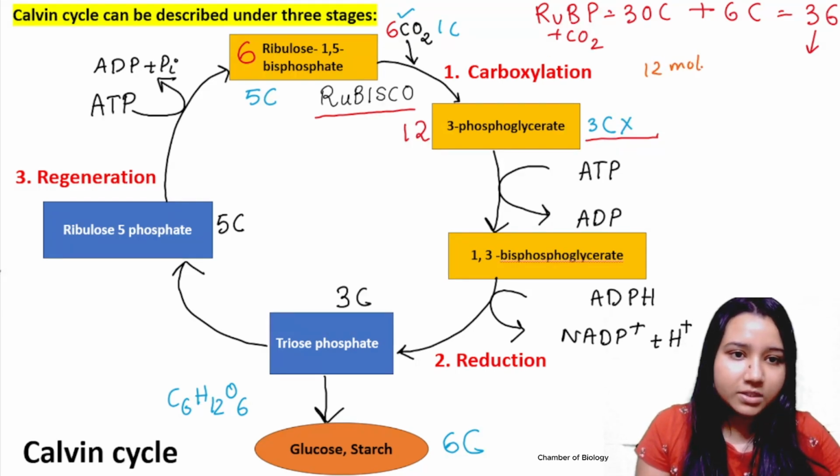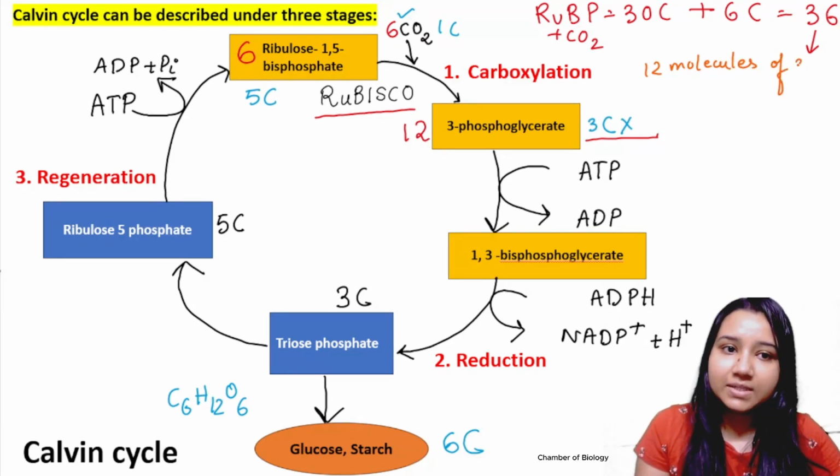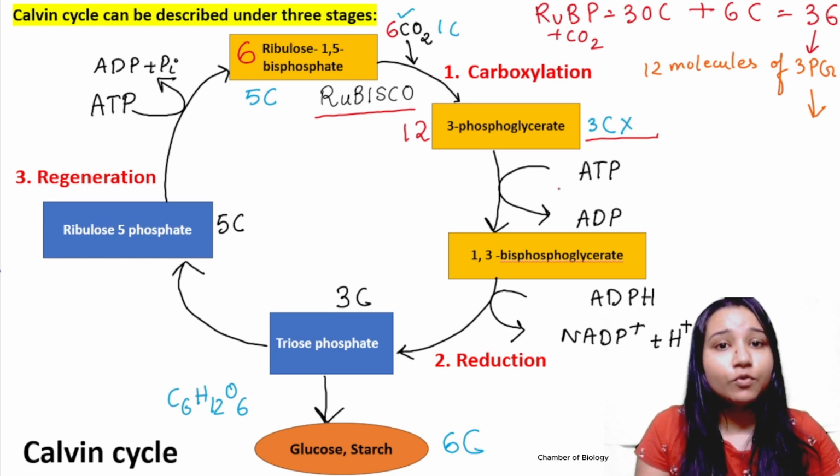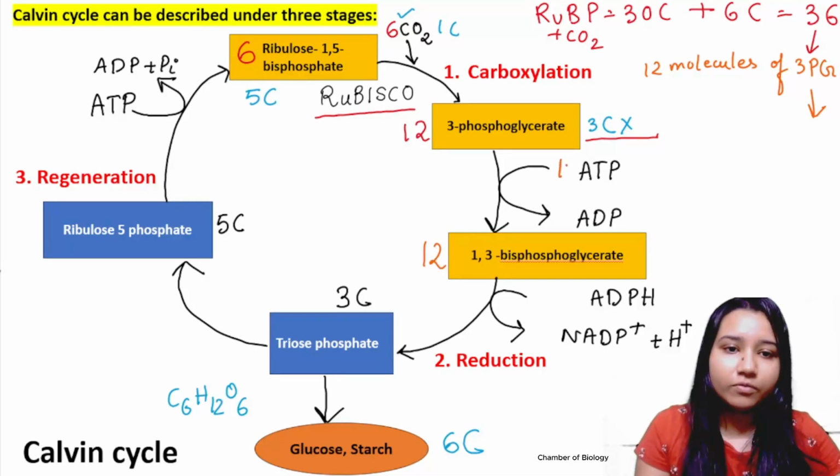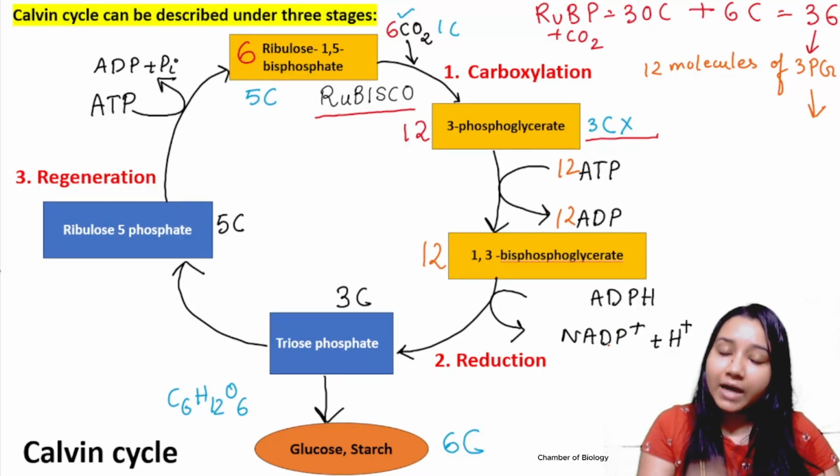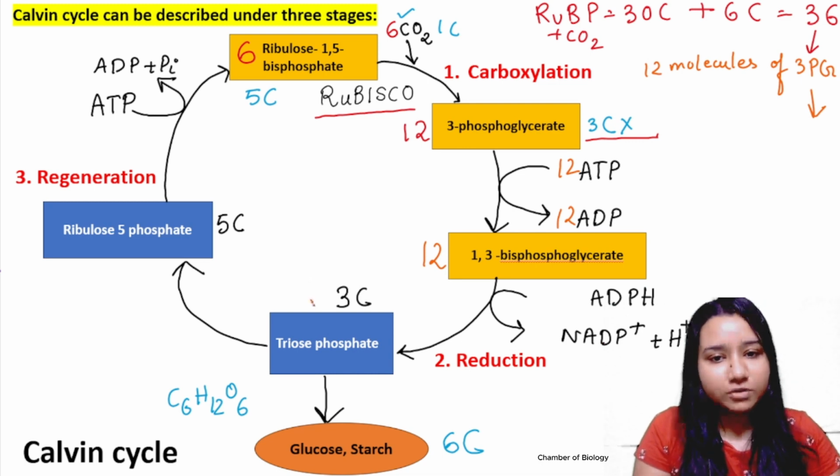12 small molecules of 3-PGA. 3-PGA basically means 3-phosphoglycerate. Now we can see it is going to form 1,3-bisphosphoglycerate. Okay, and here ATP will be used. So of course, if 12 molecules are there, we will see 12 ATP is going to be used.